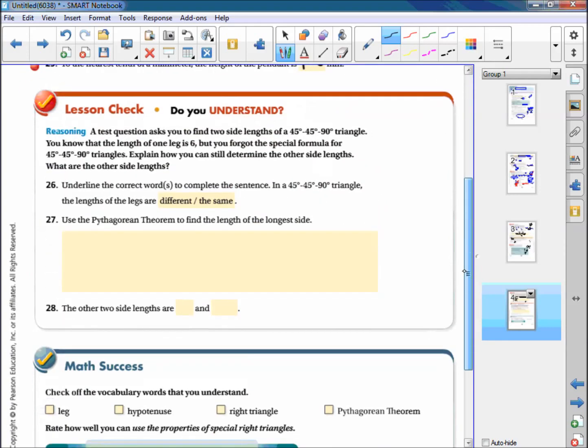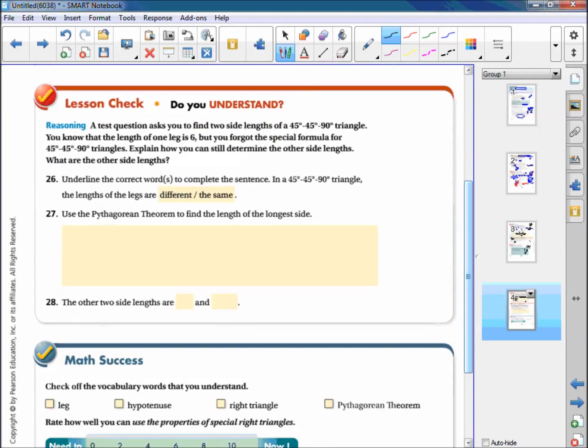All right, so lastly, we have a lesson check, and our lesson check goes back to the 45, 45, 90 degree triangle. So that's the one that gave you the most practice, so you should be pretty good at this by now. So pause the video and see if you can do this problem. So here we go. A test question asks you to find two side lengths of a 45, 45, 90 triangle, and you know the length of one of the legs is 6, but you forgot the special formula for the 45, 45, 90. Explain how you can still determine the other side's length.